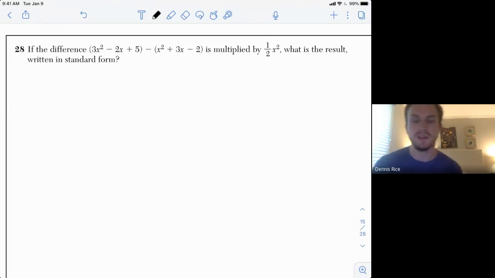So we know this problem is asking us to multiply, but it's not like PEMDAS where we're going to do that first, because we actually have to do the difference here first. So we're going to subtract, but being that we have parentheses around this, we actually have to distribute the negative.